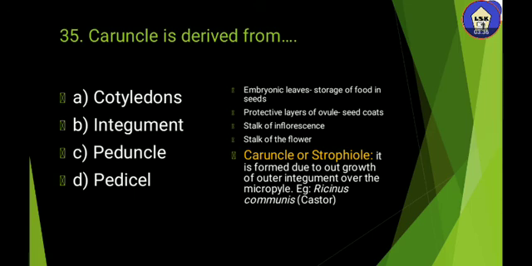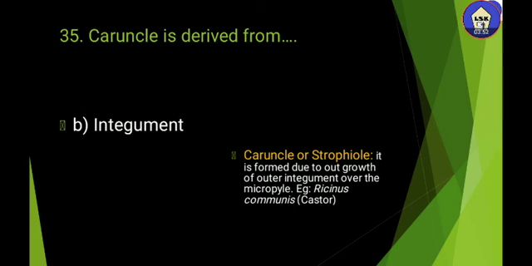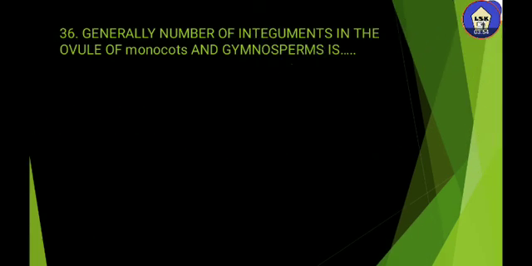And caruncle or strophiole is formed due to the outgrowth of outer integument over the micropyle and commonly found in Ricinus communis. So the answer is integument. Now question number 36.